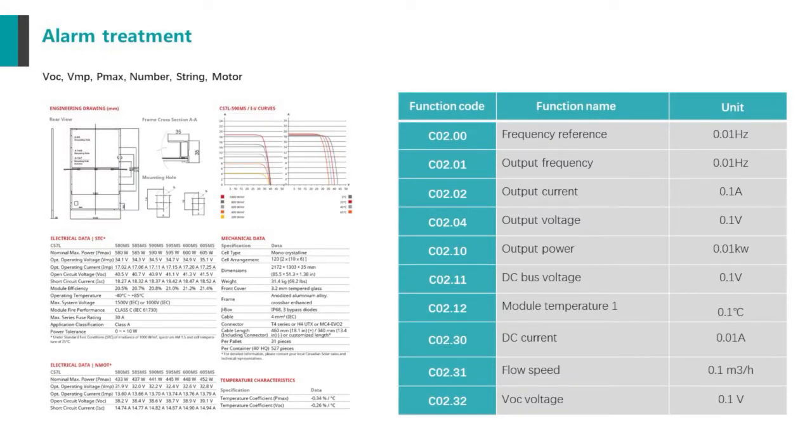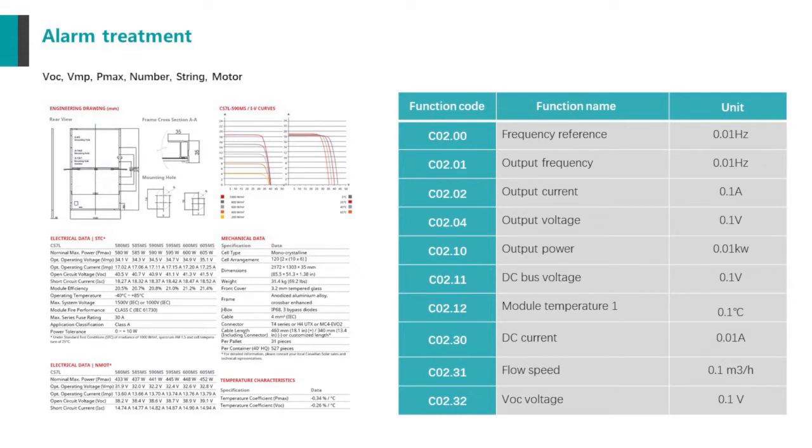Whenever there is any alarm, some information is needed: the solar panel specifications like the VOC, open circuit voltage, VMP, the operating voltage, and solar power, solar panel strings, and panel numbers in each string. Also, the motor specifications and VFD specifications are all needed, especially the C02 parameters. We could know the real-time output frequency, given frequency, DC bus voltage, current, and so on through these parameters.